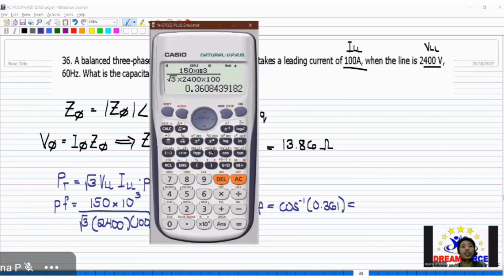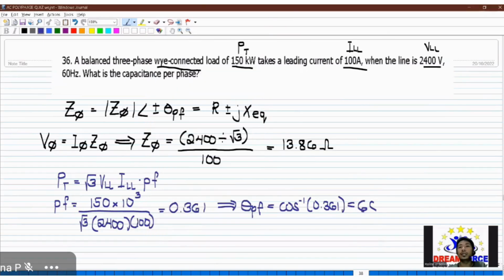Okay, so inverse cosine of the answer, so 68.85 degrees. Therefore, yung ating Z per phase now. Take note, binanggit po dyan ay leading. So kapag leading, yung sign ng Z natin positive. Okay, so therefore that is also 13.86, then angle 68.85.